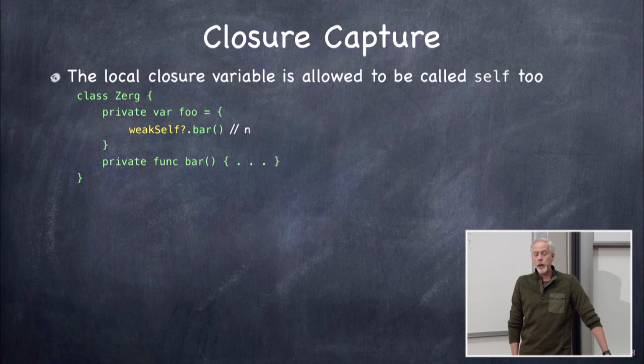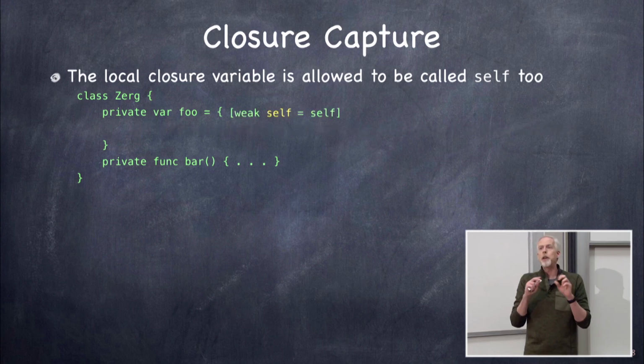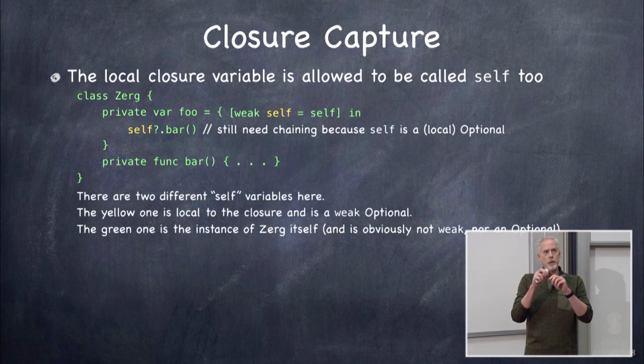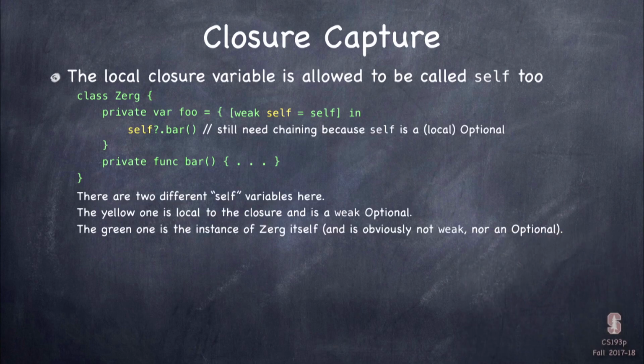By the way, we are allowed to call that weak self self. In other words, it can have exactly the same name as a variable that's in the outer scope. So on this slide, there's two different selves. There's the yellow self, that's a local in the closure, and there's the green self, that's the more global self of the instance of this class. Okay, so it's two different variables. I'm not using the green self inside the closure at all. I'm only using the yellow self, and that one's weak.